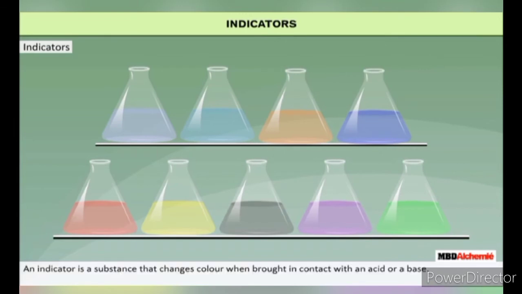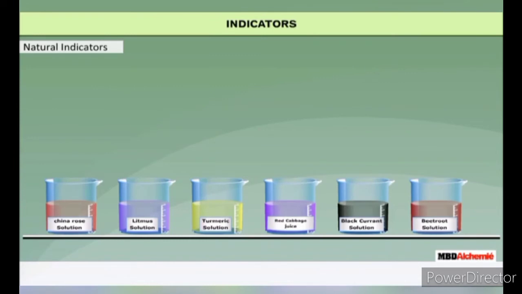Indicators. An indicator is a substance that changes color when brought in contact with an acid or a base. It is dangerous to touch, smell, or taste the different chemical reagents available in the laboratory. Hence, it is much safer and better to use an indicator. Natural indicators. A number of things which we find around us can be used as natural indicators.